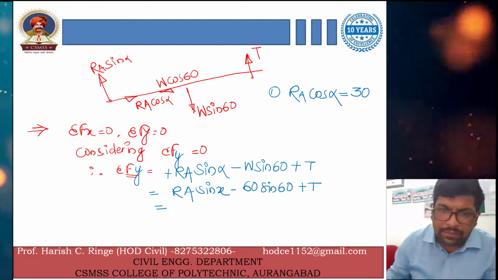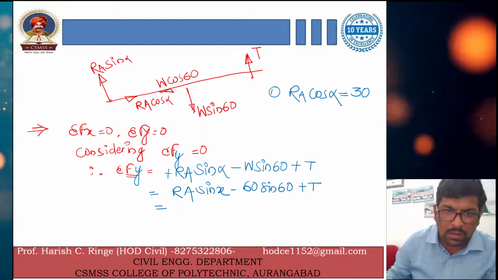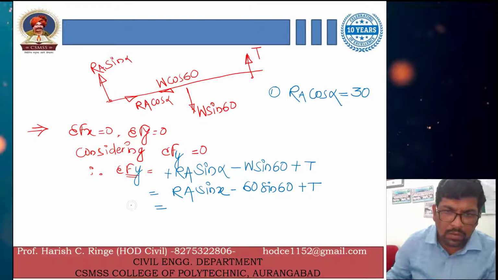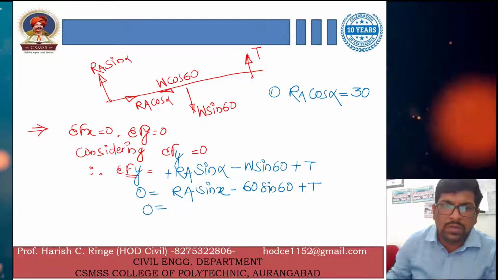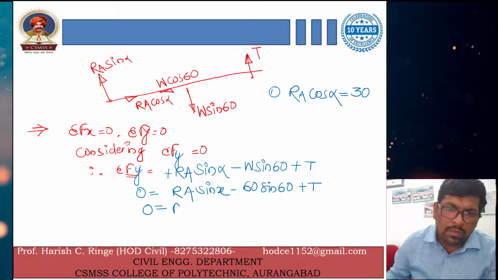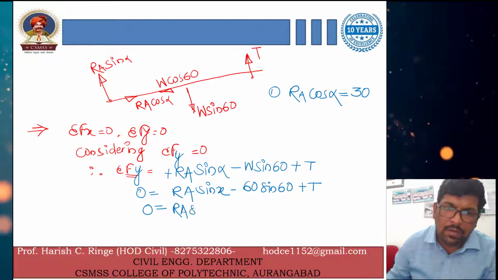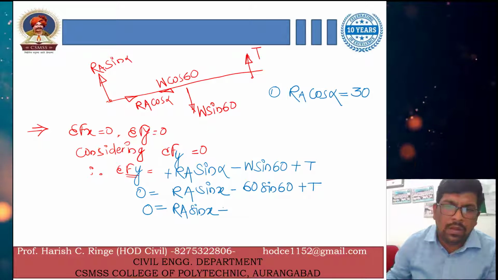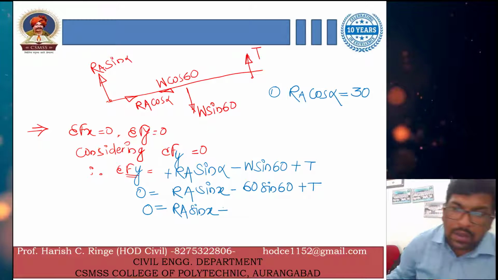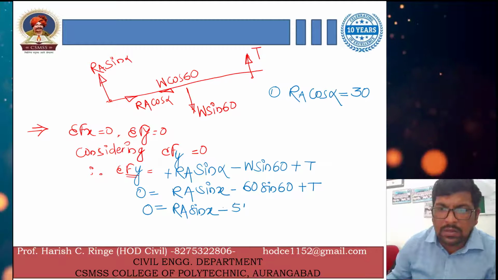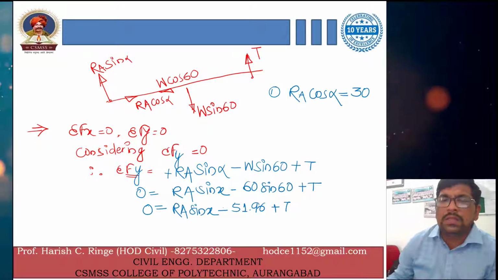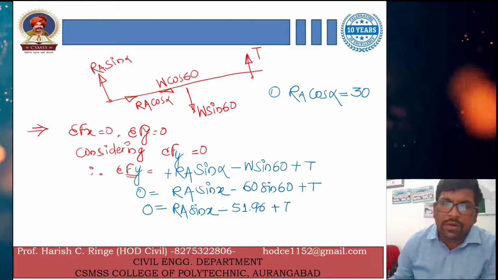This will be 0 is equal to Ra sin alpha minus 51.96 plus T. So this will be the second one.